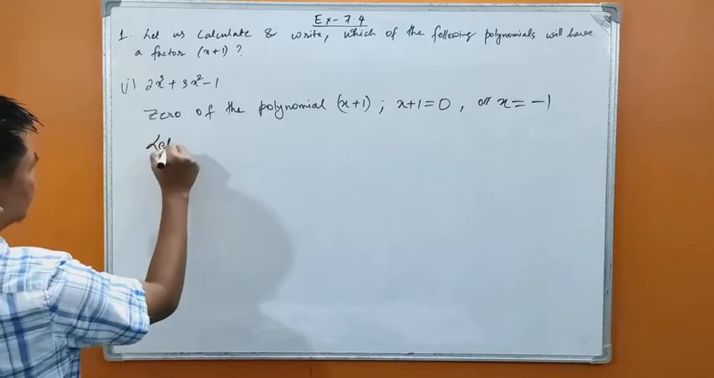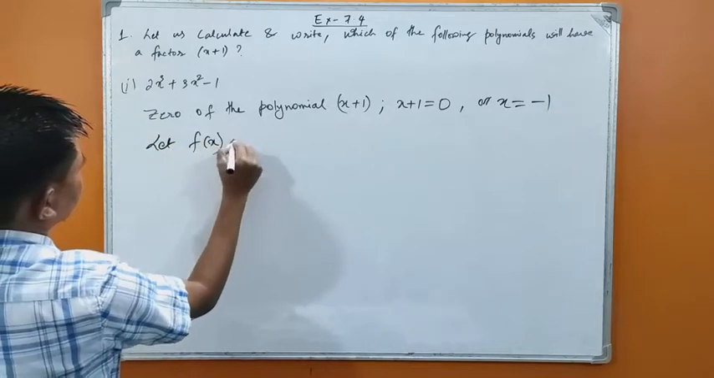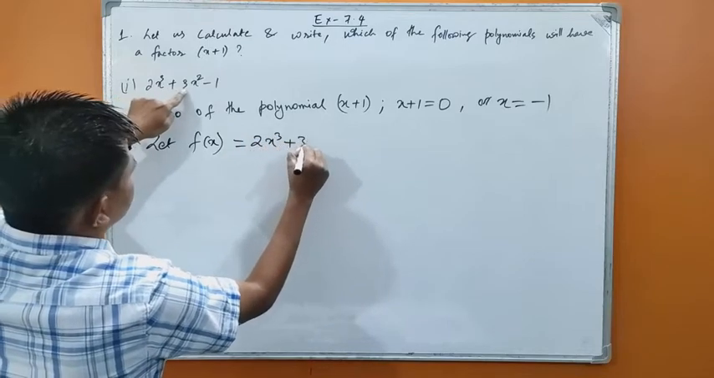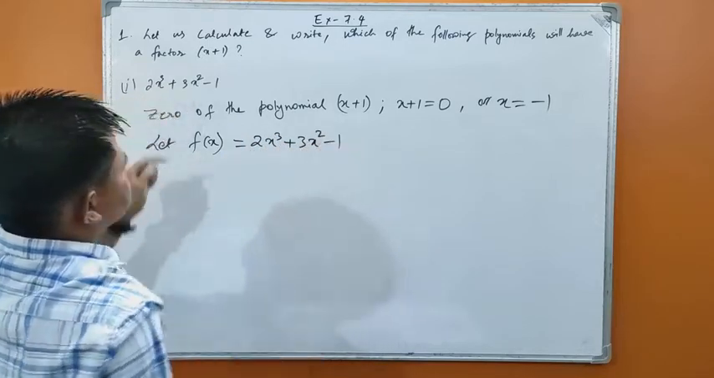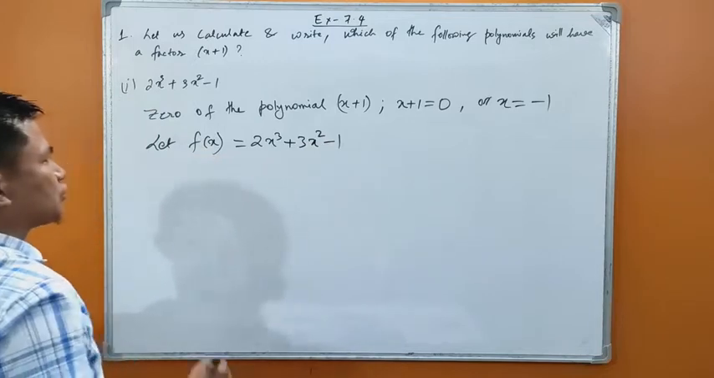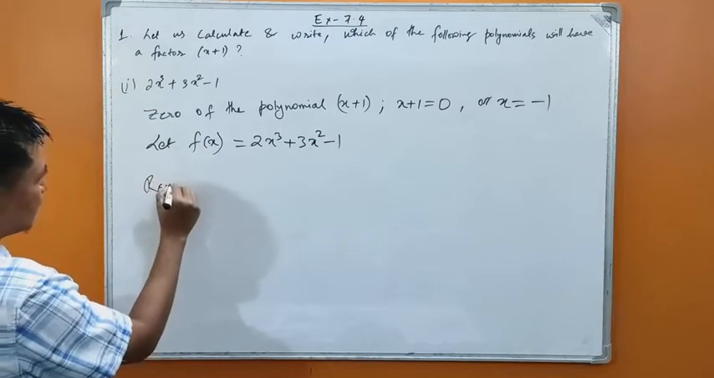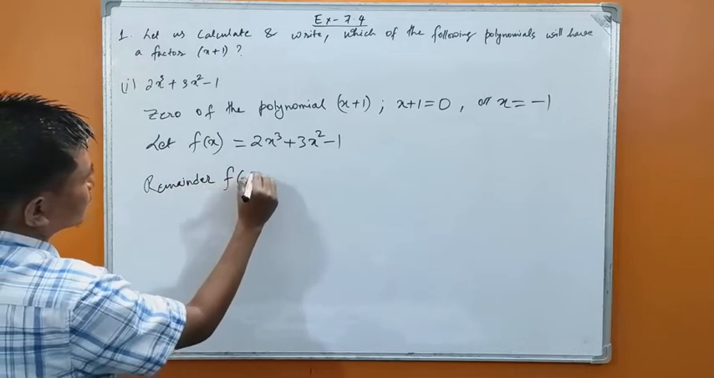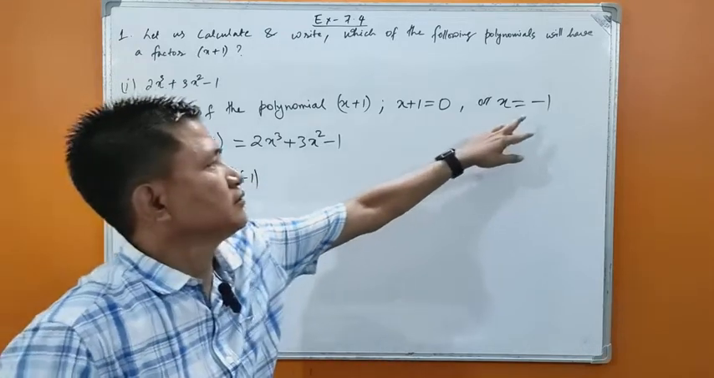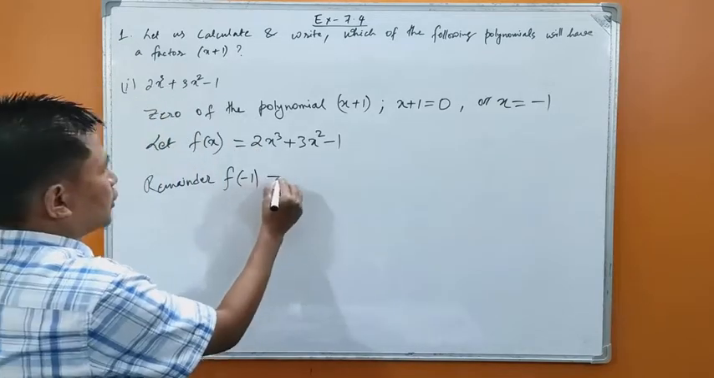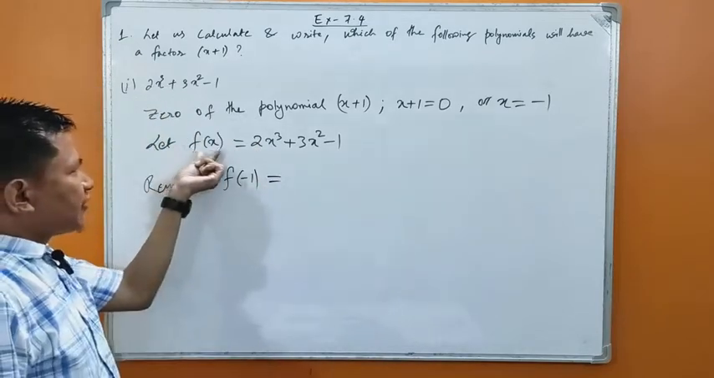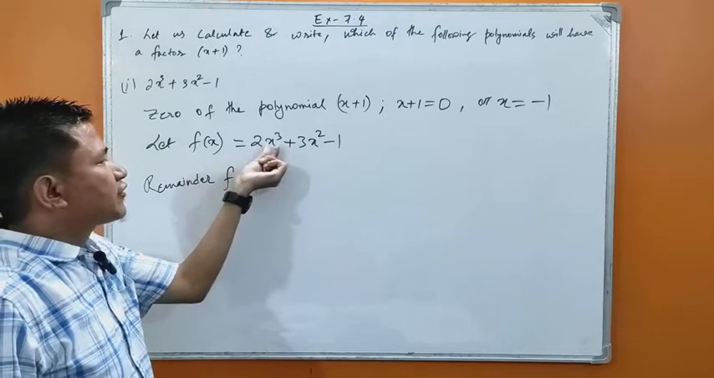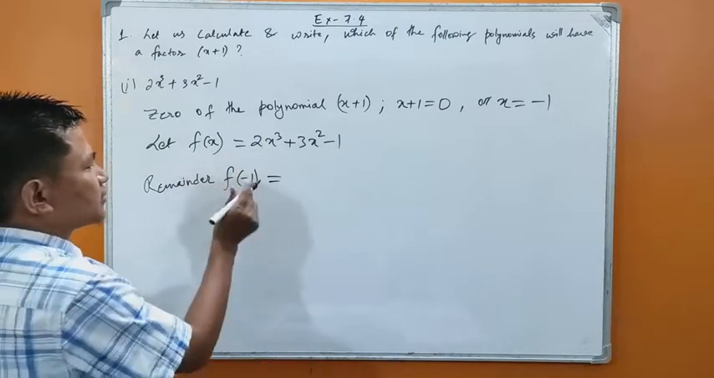Let f(x) equal 2x cube plus 3x square minus 1. f(x) is this. So the remainder will be f(-1), isn't it? Since f(x) is this, f(-1) will be, instead of x we write minus 1. This will be the remainder.